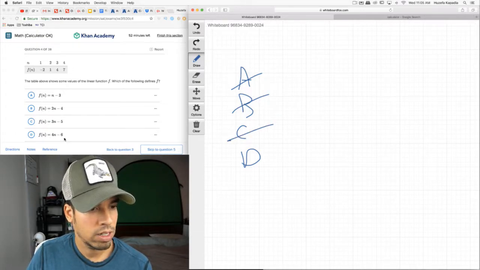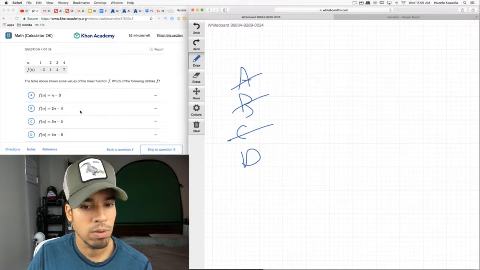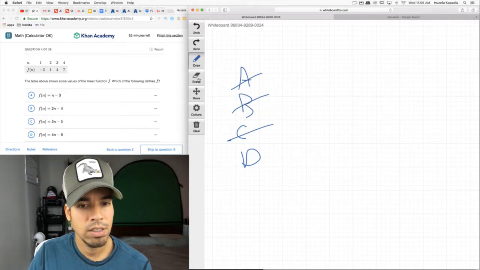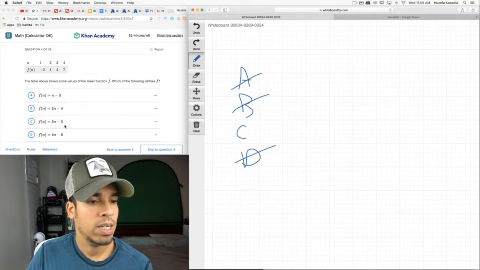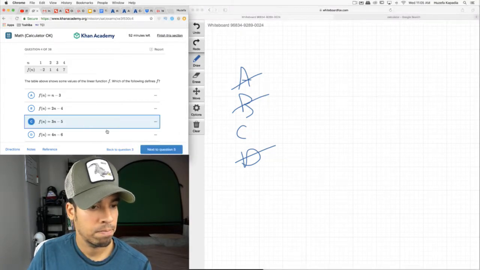D is 4 to get -2. Plug in 2, I get 8 minus 1. Oh, I messed up. C actually looks like it's good. D is out. I plug in 2, I get 6 minus 5 is 1. I plug in 3, I get 9 minus 5 is 4. Plug in 4, I get 12 minus 5 is 7. So it's C.